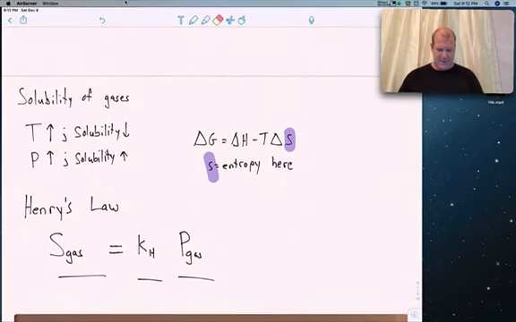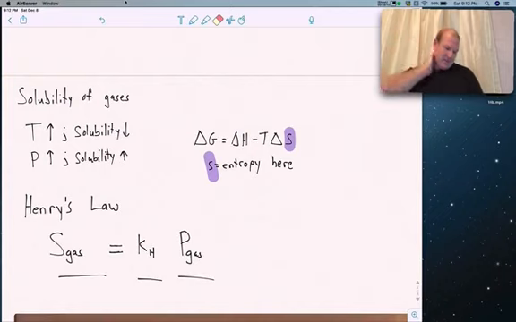Okay, well, what about gases? Gases are the opposite. You increase the temperature, the solubility goes down. But if you increase the pressure, solubility goes up. The reason for this is entropy. Gases have higher entropy than liquids, so increasing the temperature is going to drive them out of solution.